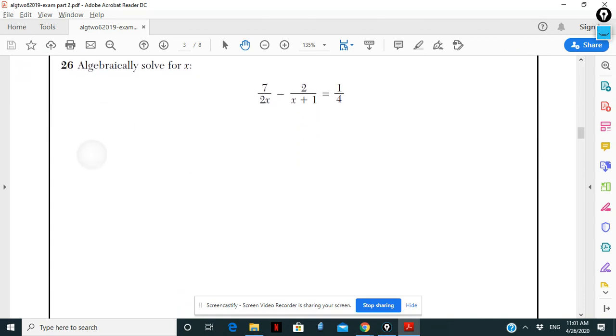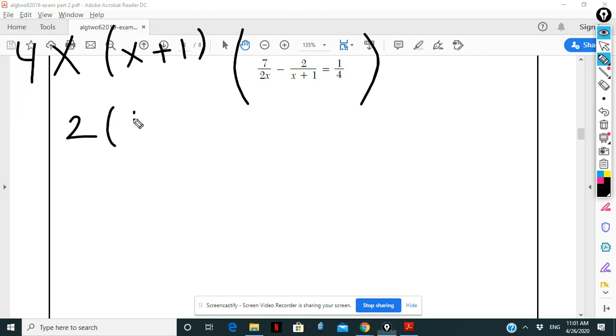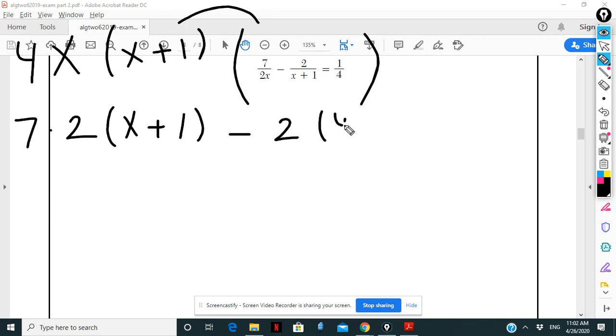Okay, solve this one algebraically. The first step, I'm going to multiply the whole equation by the least common denominator, which is 4x plus 1. Now, when I divide here, I'm going to have 2x plus 1. I'm distributing inside, plus 1 multiplying by 7, minus 2 times 4x, equal to x times x plus 1.